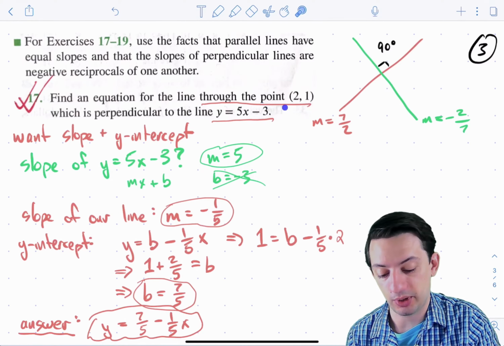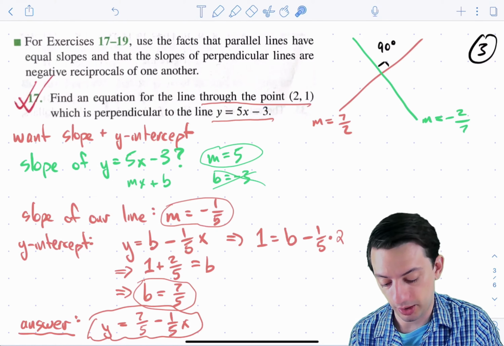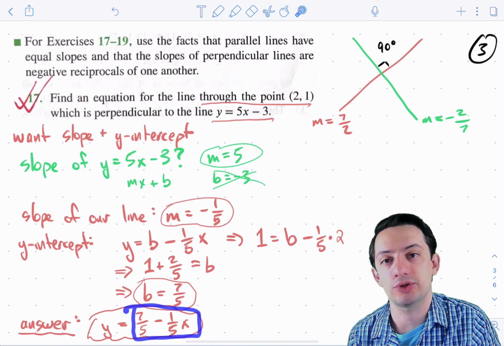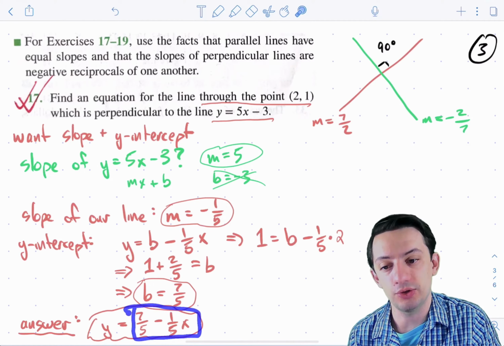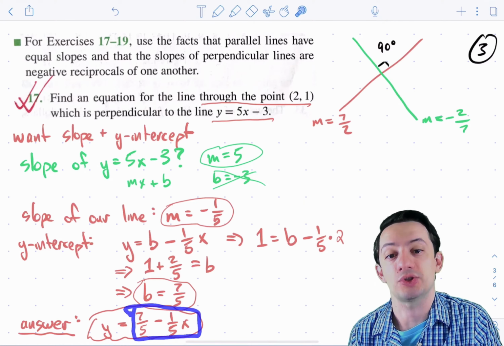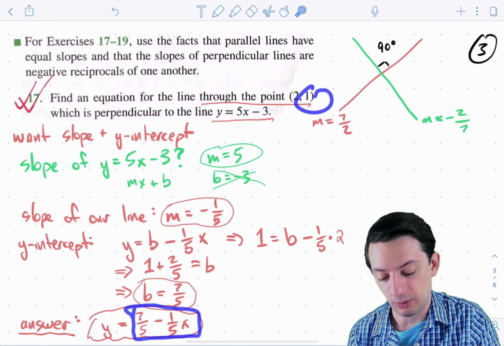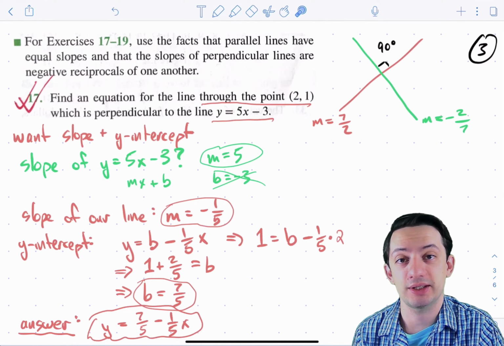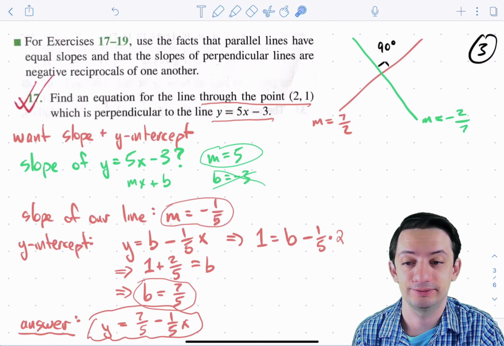So let's double check that when I plug in 2, I get 1. So take this right-hand side and plug in x equals 2. That's 7/5 minus 2/5 is 5/5, which is 1, which is what we wanted. Okay, so both of these conditions are satisfied, and that tells us that our answer is correct.